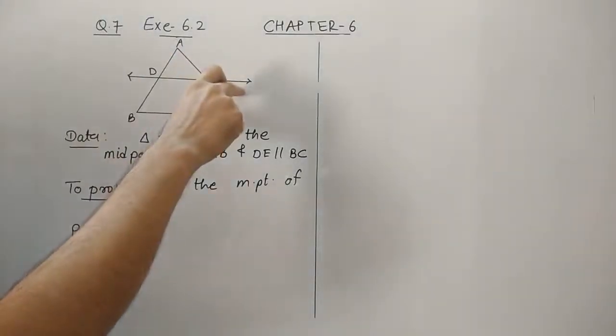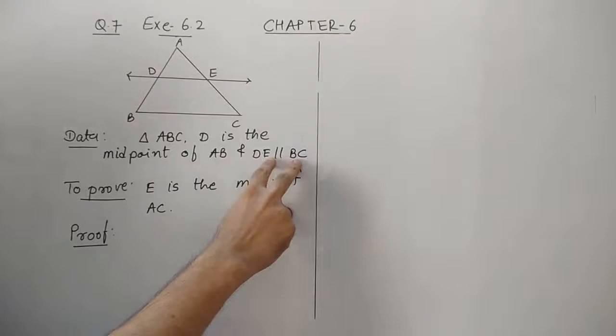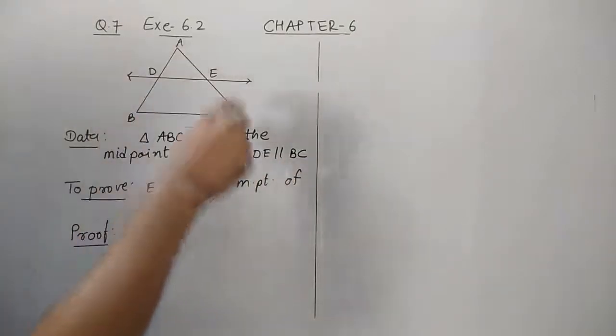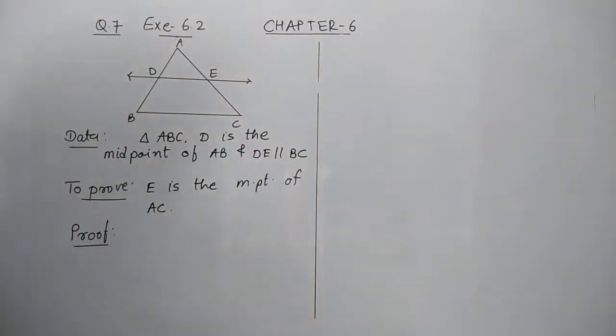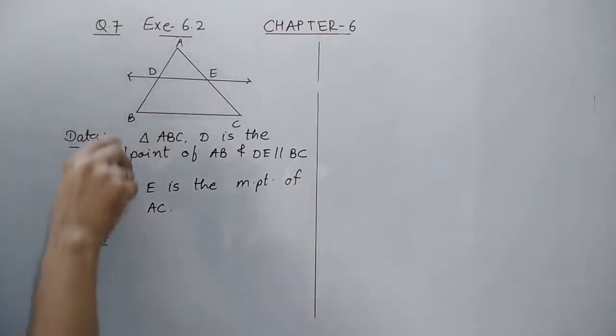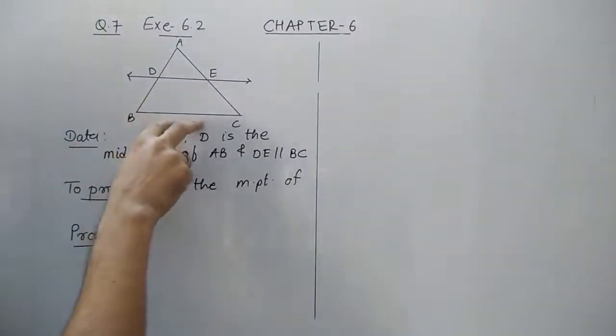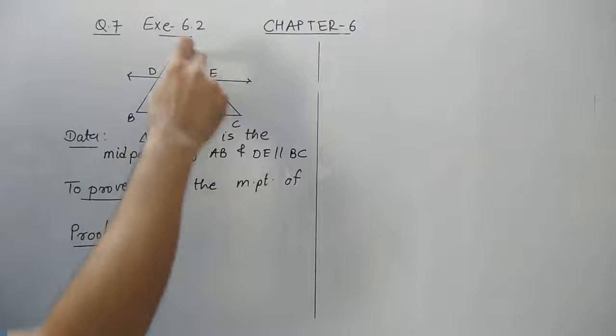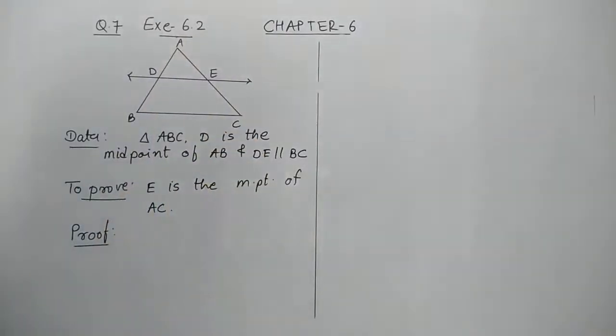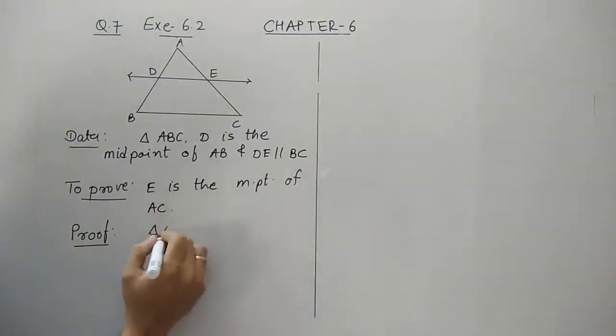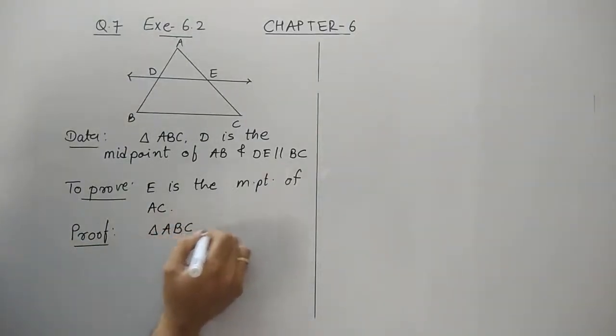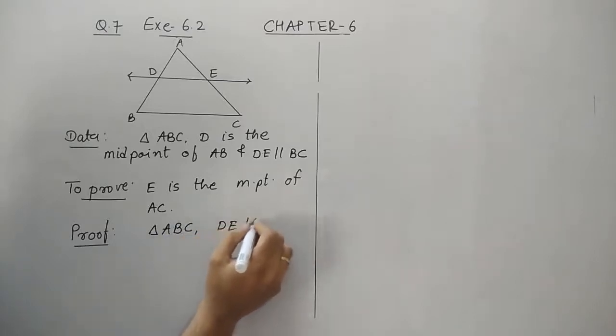DE is a line which is parallel to BC and D is the midpoint of side AB. So we have to prove that, where DE is parallel to BC, E is also the midpoint of AC. This is what we have to prove. It is mentioned that we have to use the basic proportionality theorem. So we can say that in triangle ABC, DE is parallel to BC.